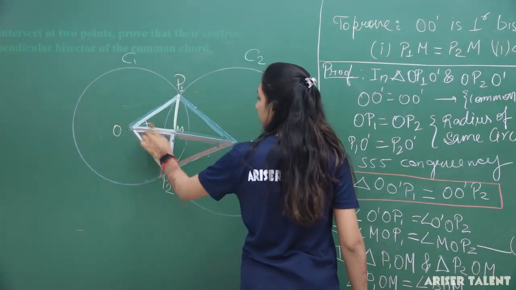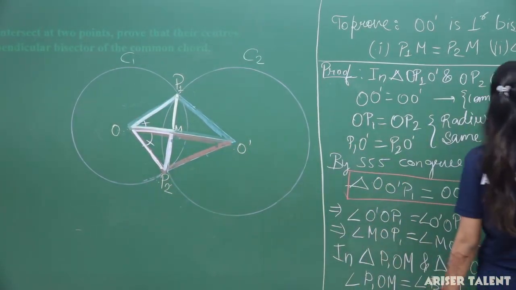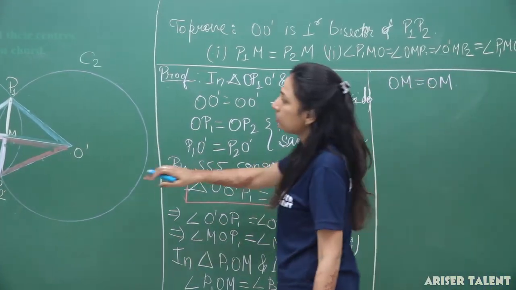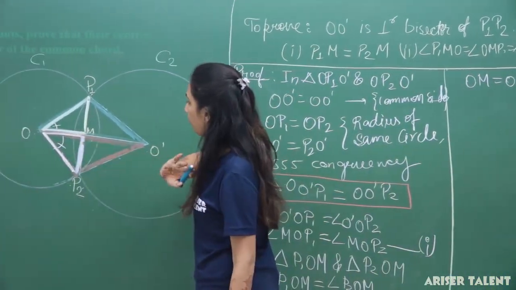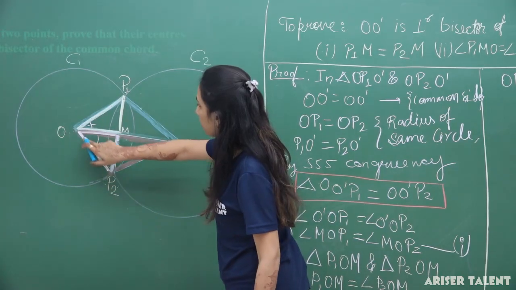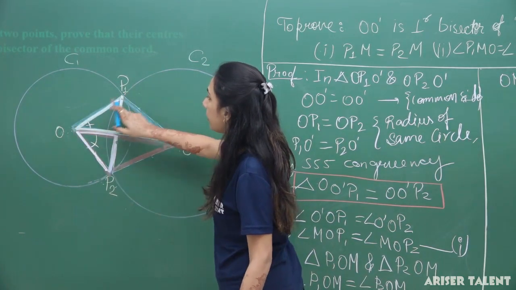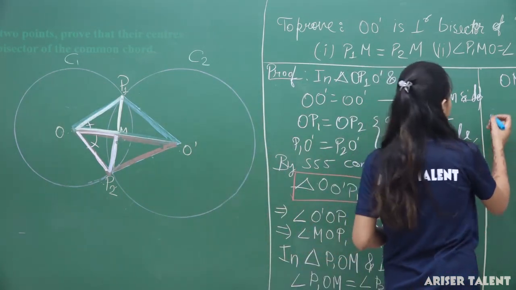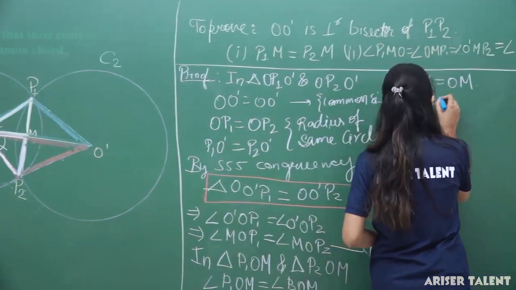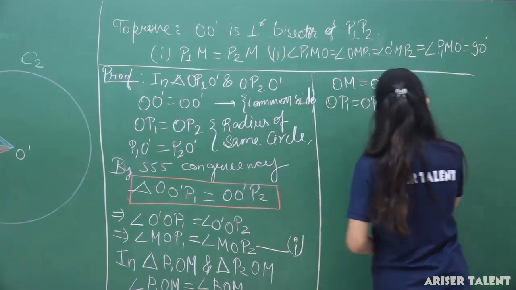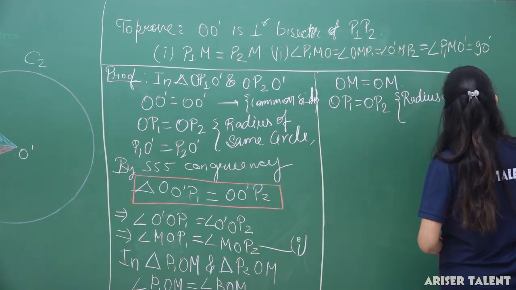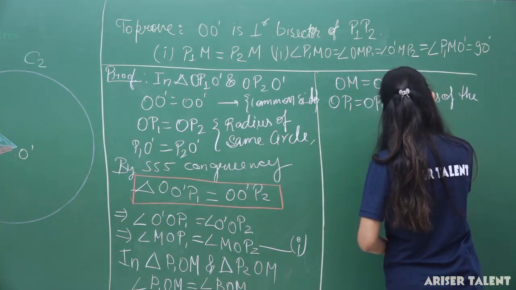Now, this OM is a common side. So, OM equals to OM. This side is equal to this side. OP1 equals to OP2. Why? Because they are the radius. OP1 equals to OP2 because they are radii of the same circle, students.